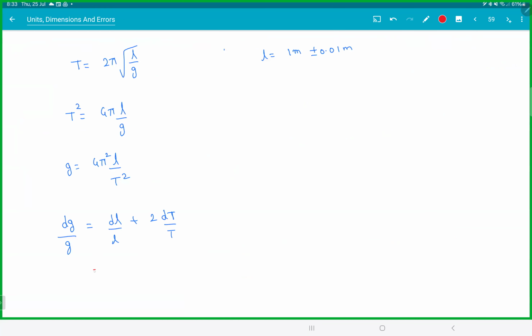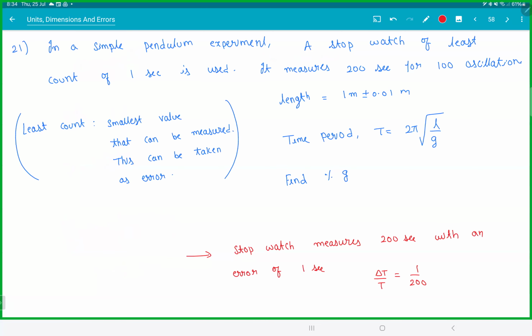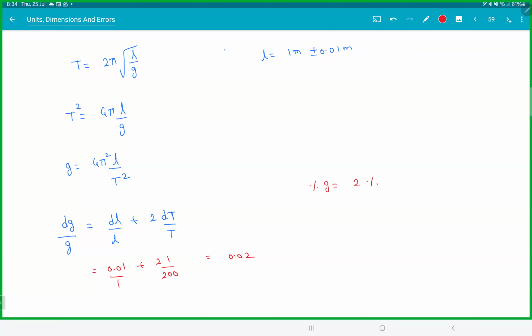You can just directly substitute it. So this is 0.01 by 1 plus this is 1 by 200. The percentage error is 0.02, 2%. So that is the thing.